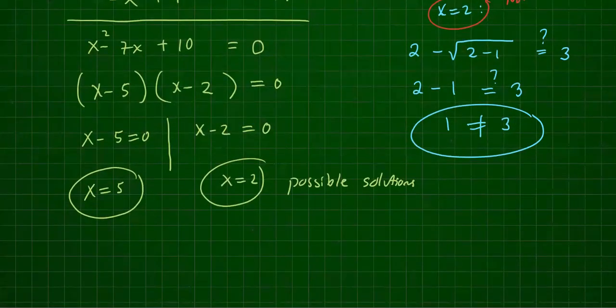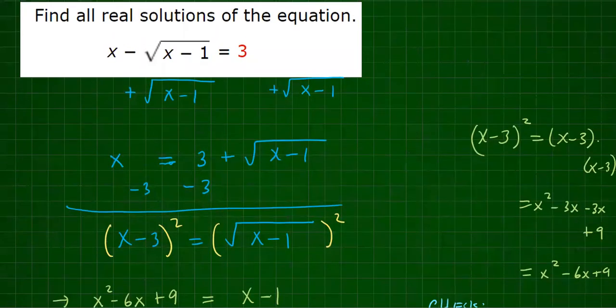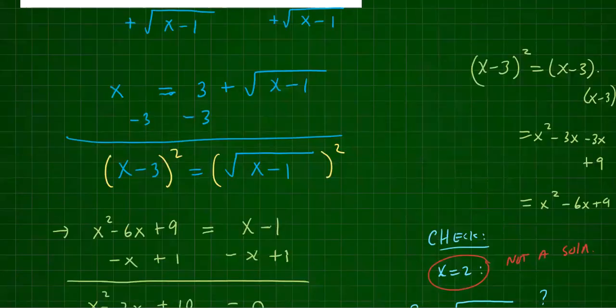So now let's check x equal 5. So is x equal 5 a solution? So plugging it into the original, again, our original was x, so that's 5 minus a square root of x minus 1, so that's 5 minus 1. Is that equal to 3? So again, if you want to revisit, our original is right here. x minus square root of x minus 1 equals 3.